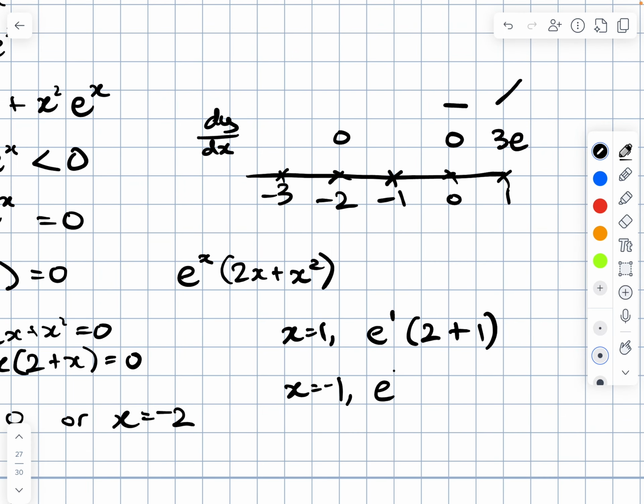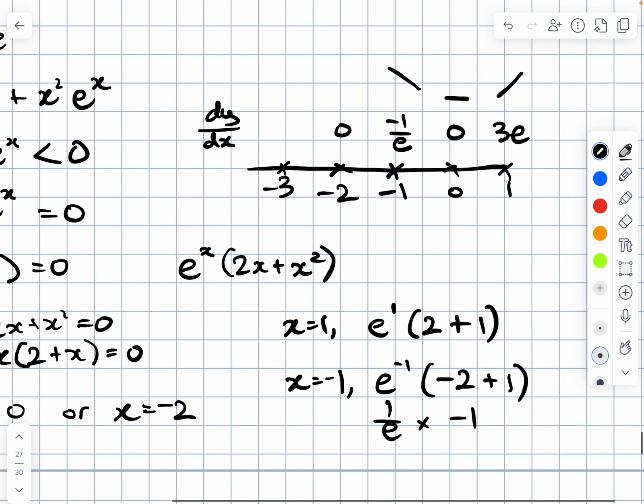I have e to the power of -1 times 2 times -1 is -2, plus -1 squared is +1. Now again, I don't really care what that is. That gives me e to the power of -1, which is 1 over e, times -1. So -1 over e, which is a negative number. So that is like a decreasing gradient. So like that.